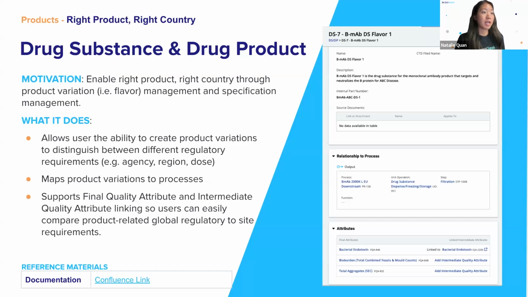So the next part that we did is we introduced these records in the product module, but we're leveraging that new relationship to process widget to be able to pull these into your process. So you can now map which specific variation is made at which site using which process. And understanding all of these connections and relationships together is going to help you get that right specific product variation and that right product to that right country.